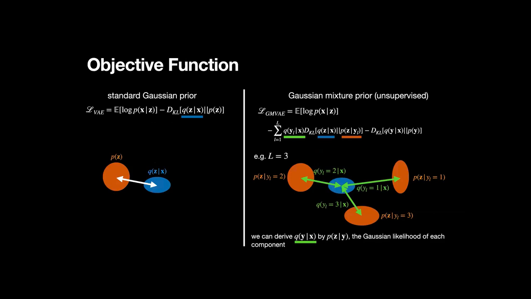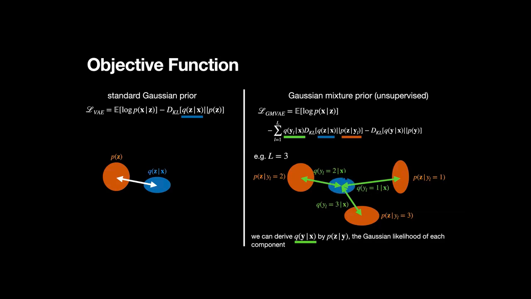As for the objective function, for the vanilla VAE, again, we have the reconstruction term and the regularization for the latent variable. Visually, we have the posterior distribution Q of Z given X, and then we regularize the distribution to the standard Gaussian distribution. For the Gaussian mixture prior, we also have the reconstruction, but now we have a slightly more complicated KL divergence, which is a weighted sum of individual KL divergences. Visually, we also have a posterior distribution Q of Z given X, and then we want to regularize the distribution of the latent variable to three different components in the latent space. In this case, for example, we have three different classes, so three Gaussian components in the latent space.